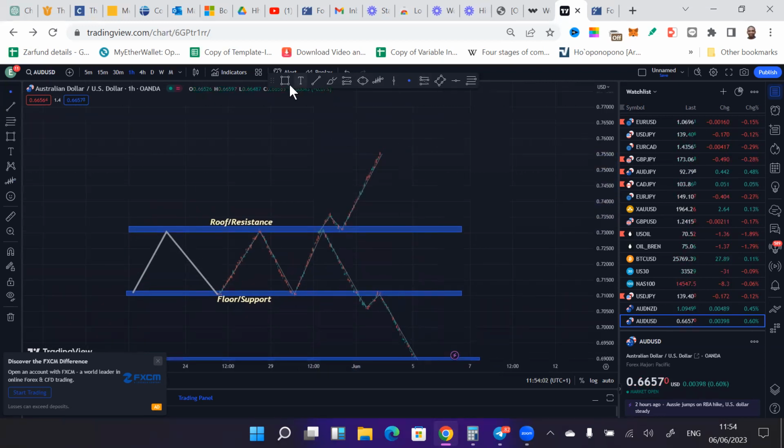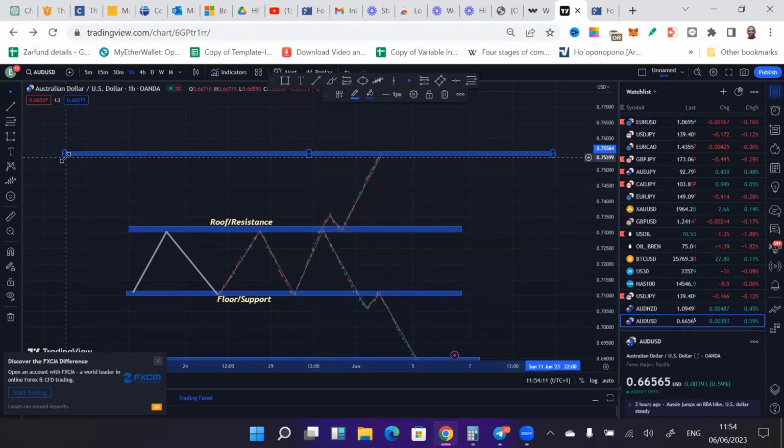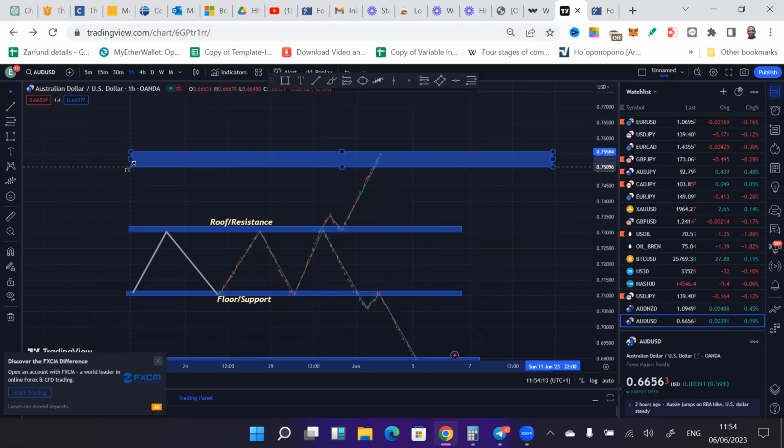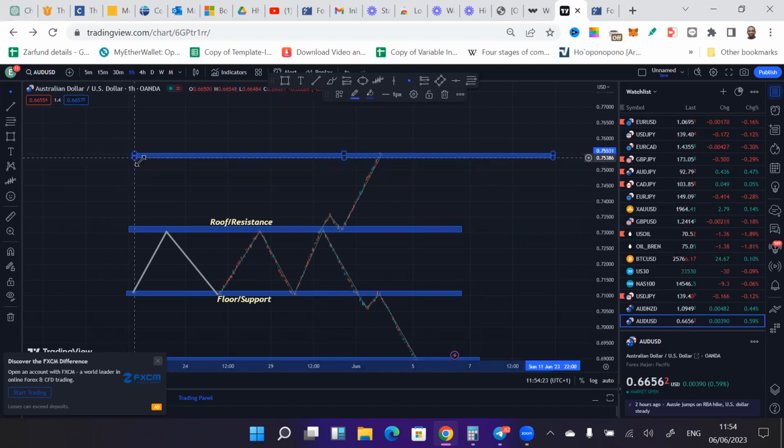So it does that, and then it moves to another roof. From what you see now, the market is just a series of roofs and floors. But at a point, price does get broken. The roofs and floors do get broken. And when they get broken, price moves to the next roof, or price moves to the next floor.